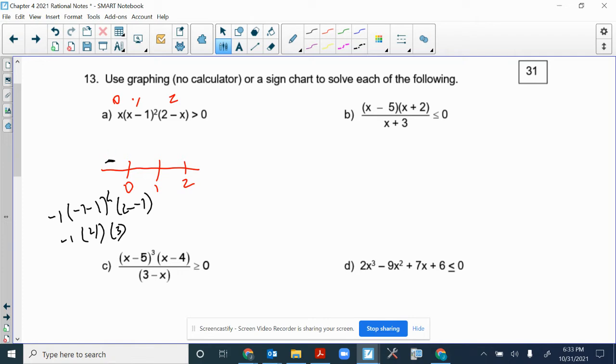Okay. Then remember, you can do the exact same thing in the middle section, or between 0 and 1. So I would choose like 0.5, substitute it in. Do the same in between 1 and 2, which is 1.5 is what I would choose. And then choose a number bigger than 2, so like 3.